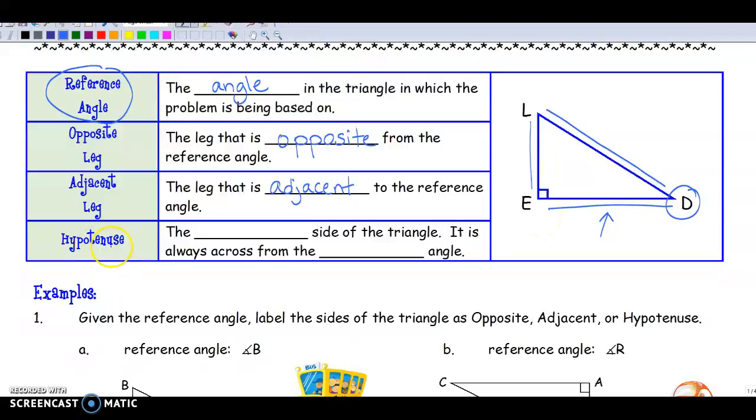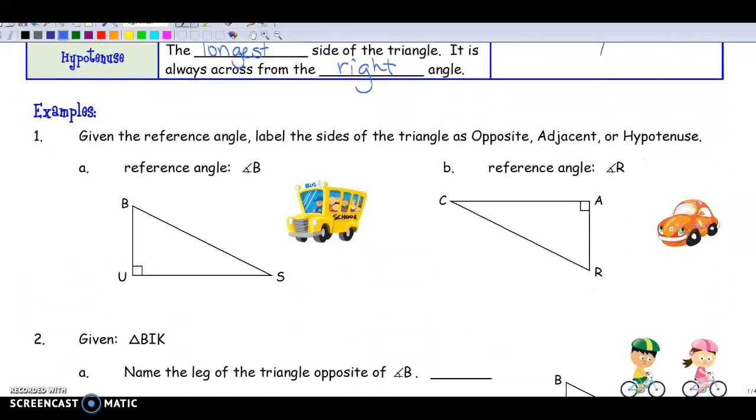And then the hypotenuse, you guys already know what a hypotenuse is. It is the longest side of the triangle, and it's always across from the right angle. So in this triangle, the hypotenuse would be LD. So we're going to do some examples down here.